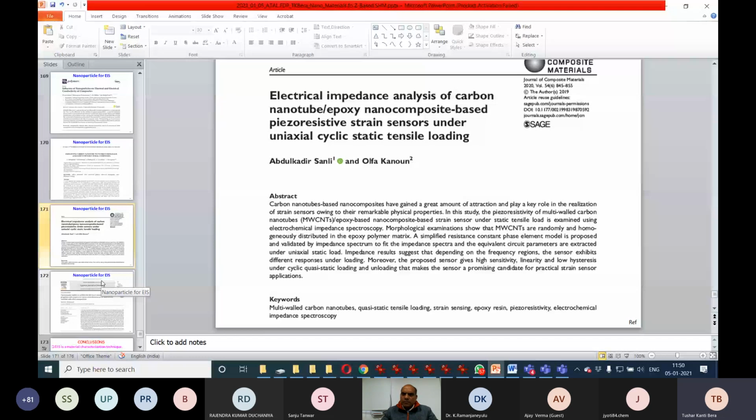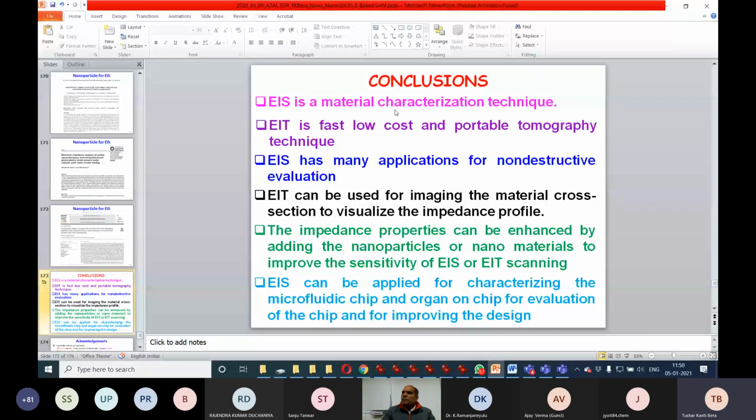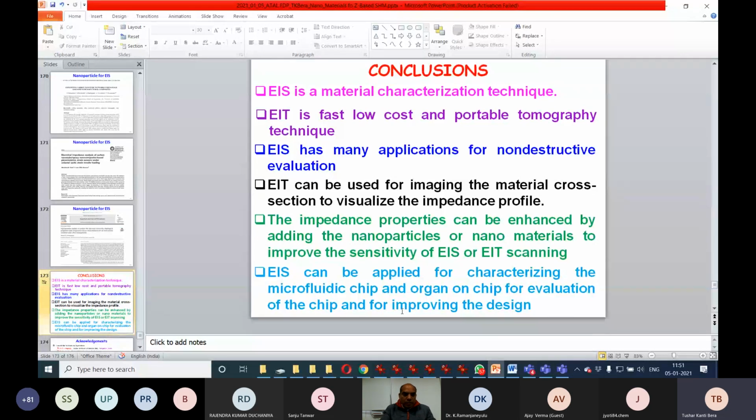As a summary, I will just conclude my talk. EIS is a material characterization technique. EIT is a fast and portable tomography technique. EIS has many applications for non-destructive evaluation, and EIT can be used for imaging the material cross-section for evaluation. The impedance properties can be enhanced by adding nanoparticles or nanomaterials to improve the sensitivity of EIS and EIT based scanning. EIS and EIT can be applied for characterizing microfluidic chips, organ chips, civil materials, and mechanical and aerospace materials for improving sensitivity and design.